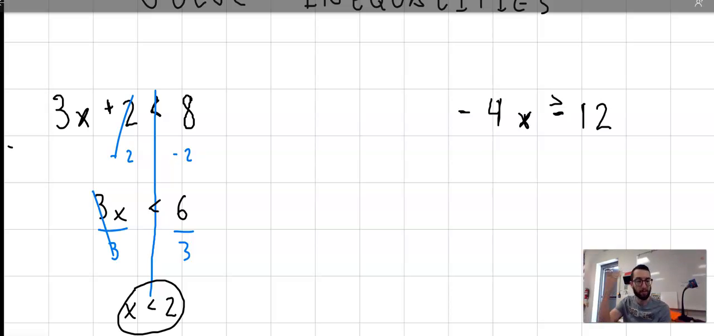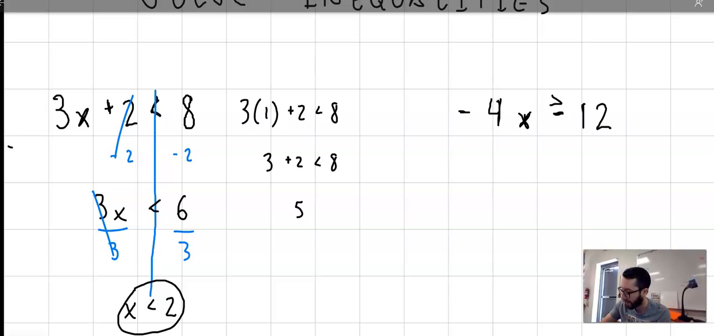So my brain goes, well, what about 1? If I plugged in 1 to check this, 3 times 1 plus 2 is less than 8. Well, 3 times 1 is 3, so this says 3 plus 2 is less than 8, and 3 plus 2 is 5. 5 is less than 8. That's true, so I'm right. As you see, I literally did the same thing you would do with an equation. It just has an inequality symbol instead.